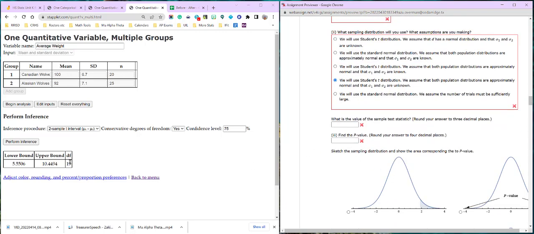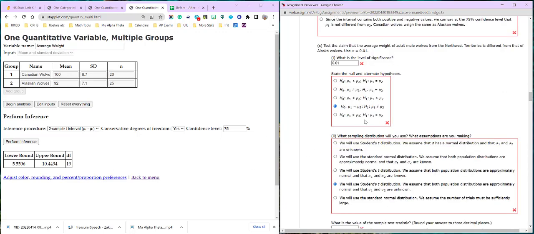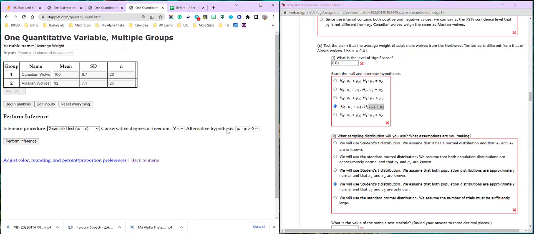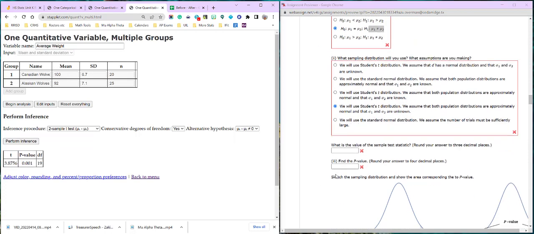What is the value of the sample test statistic? So let me make sure. Remember, this alternate is critical for getting this right. So let's pick a test on the Statlet, and we're keeping it conservative, and now we're just saying doesn't equal 0, and we perform inference. All right, so it gives us 3.8756. And for the p-value, I'm going to put 10.